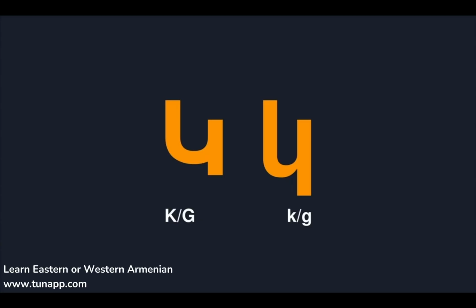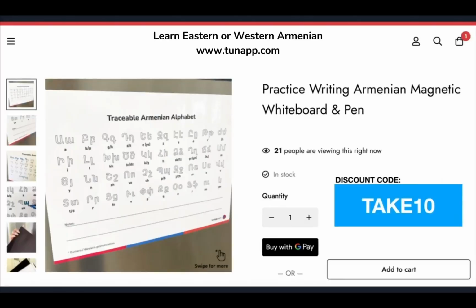Okay, the next one for today is K or G. Now this is the first instance we've shown you of a letter that has different pronunciation in both the Eastern and Western Armenian dialects. In the practice writing Armenian whiteboard that we showed you earlier, you can see under some of the letters, for example the second one, B or P, the third one, G or K, the fourth one, D or T, that a few of the letters in the Armenian alphabet are pronounced differently depending on which dialect you are speaking. This results in different pronunciation of different words that use those letters.